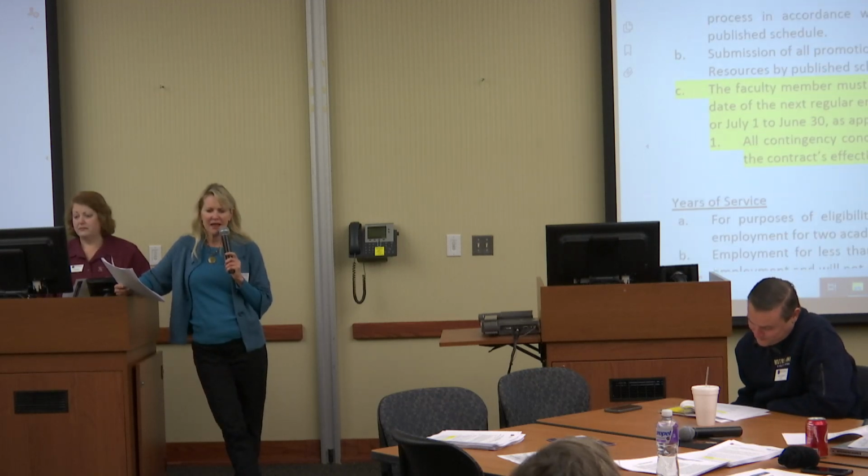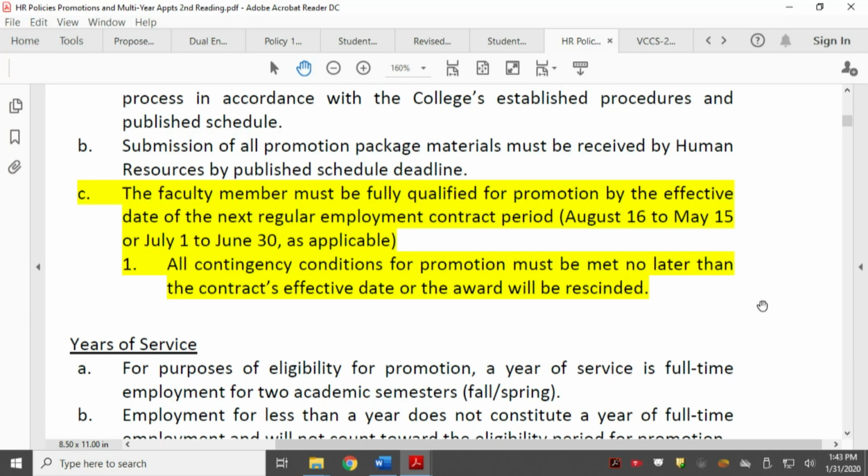It used to be that the faculty member had to be fully qualified at the time of application for promotion. And we're broadening that to be that the faculty member must be fully qualified for the promotion by the effective date of the next contract period. And that would be August 16th through May 15th for teaching faculty, and it would be July 1st through June 30th for administrative and professional faculty.